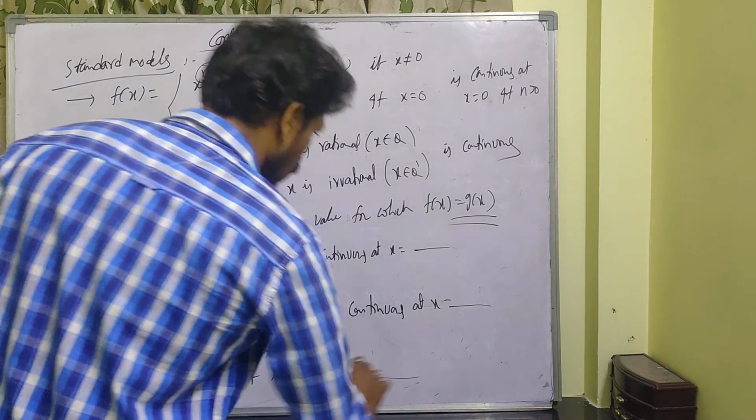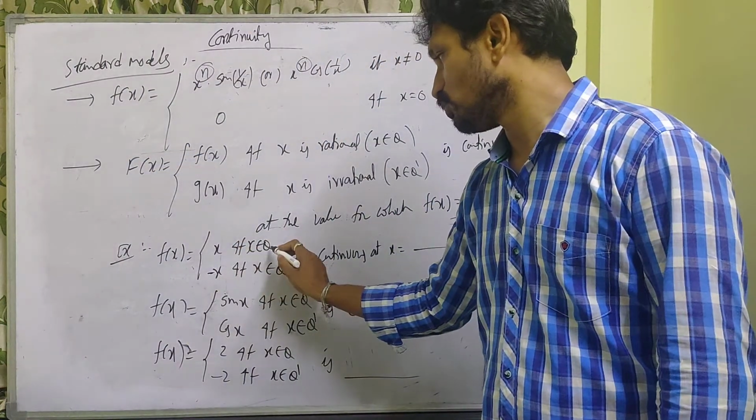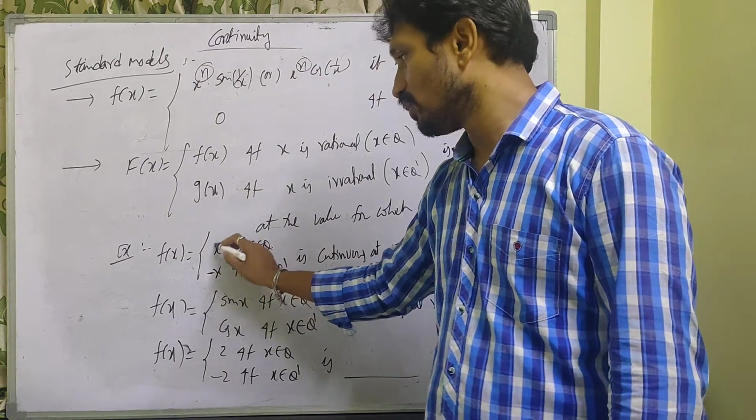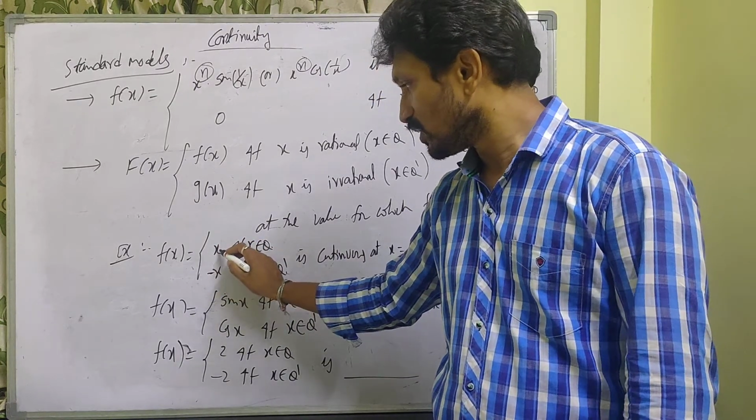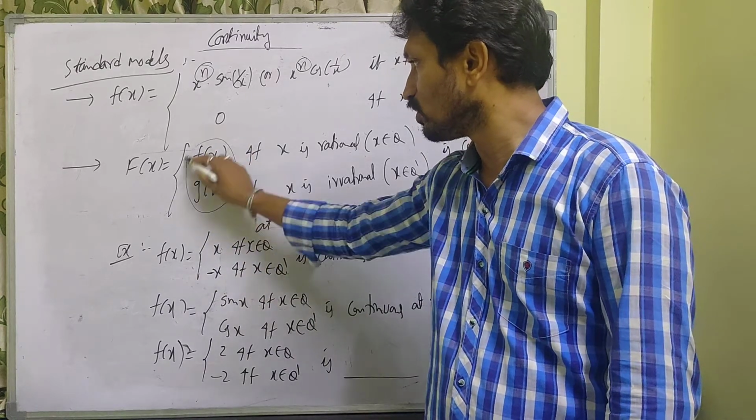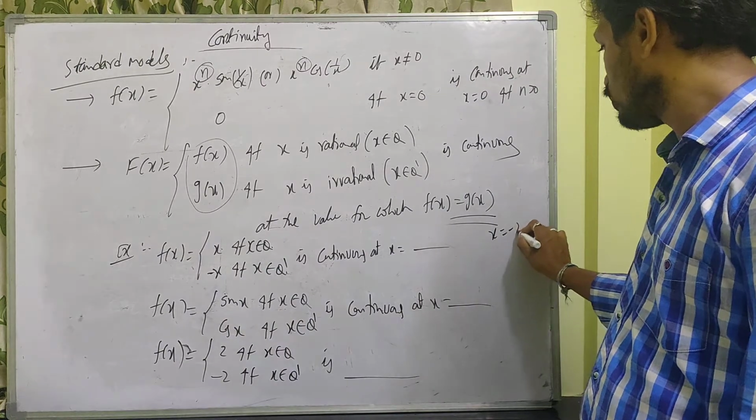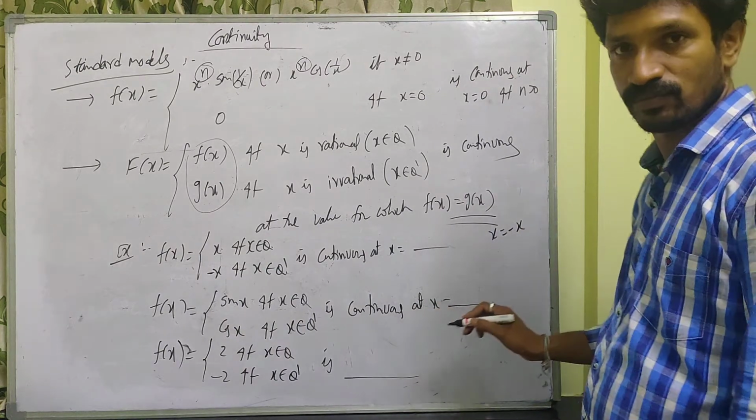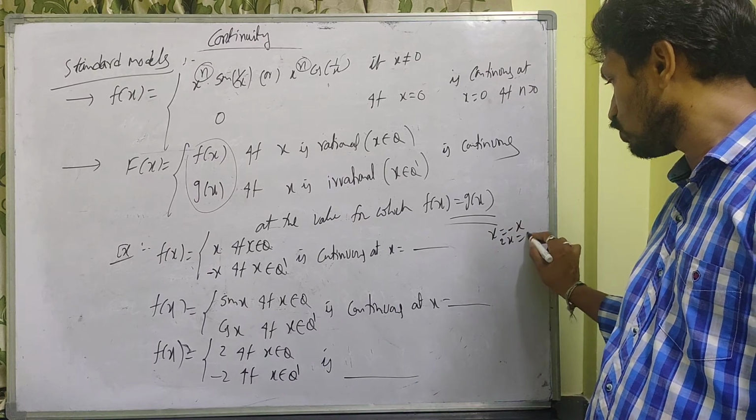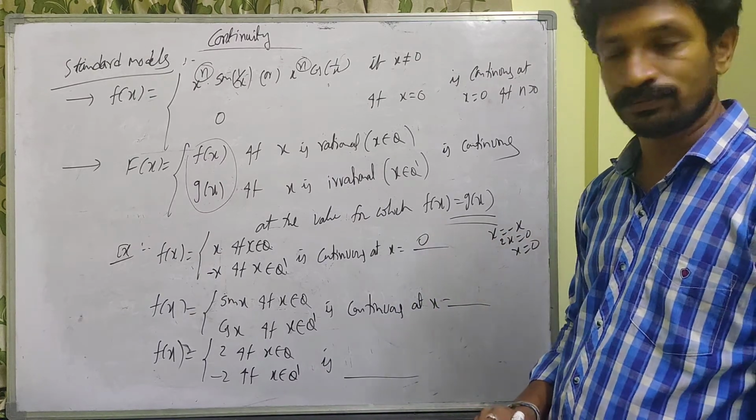Okay. See the first question. Here x and minus x. This is rational, this is irrational. So where it is continuous: if this is the function f of x, compare it with g of x, which is minus x. So when x is equal to minus x, it is continuous. When is x equal to minus x possible? x plus x, 2x is equal to 0, that is x is equal to 0. So it is continuous at x is equal to 0.